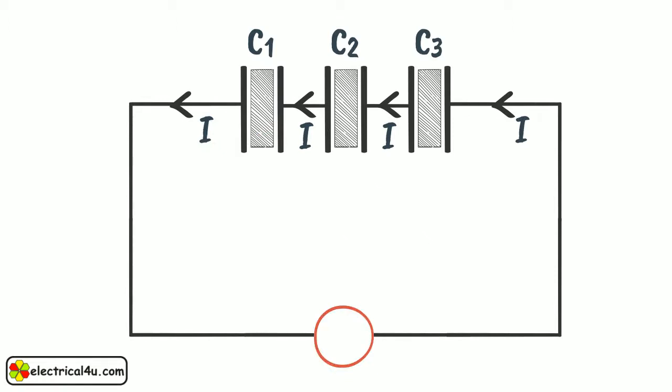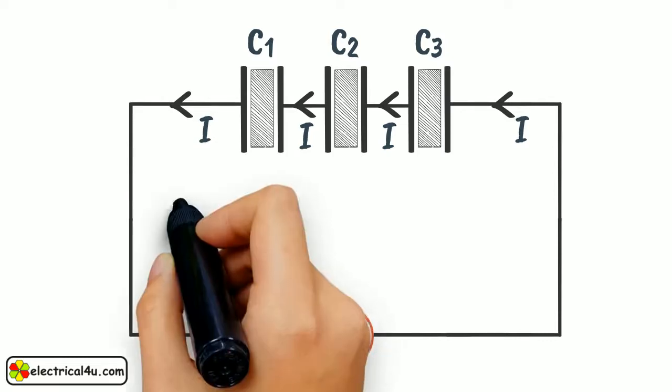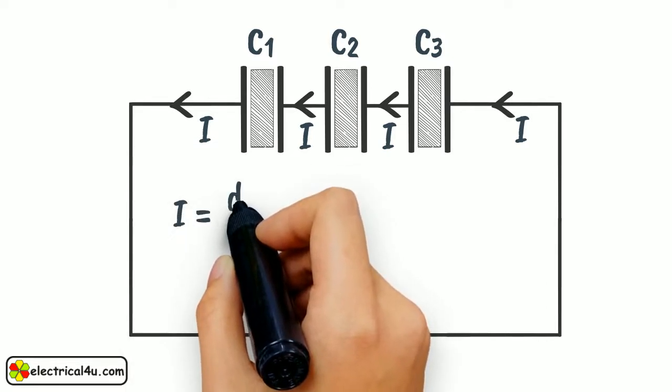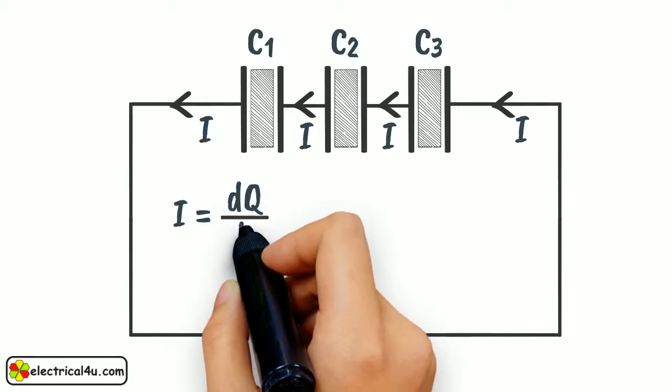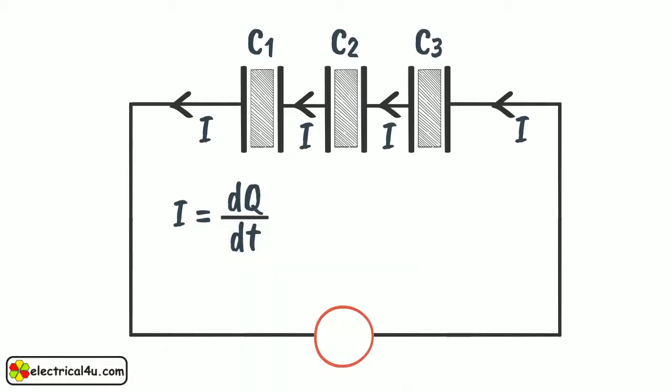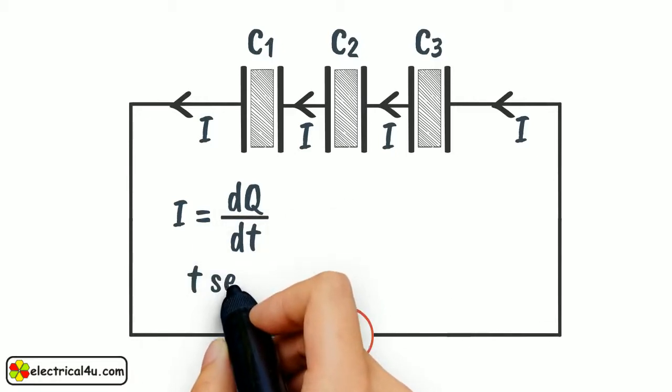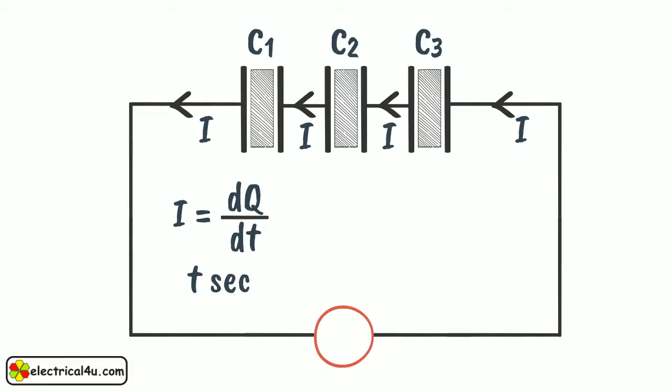As the current through each capacitor is the same, the rate of charge accumulation will also be the same, since current is nothing but the rate of change of quantity of charge with respect to time, that is, I equals dq/dt. Let us consider after time t seconds, charging of the system is completed.